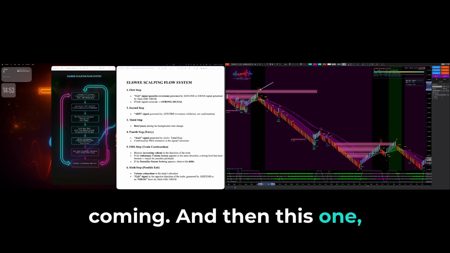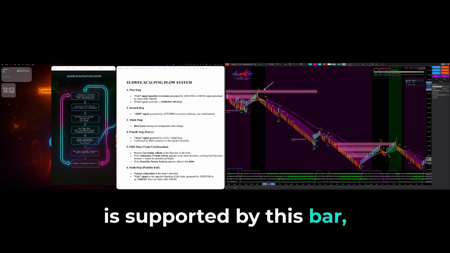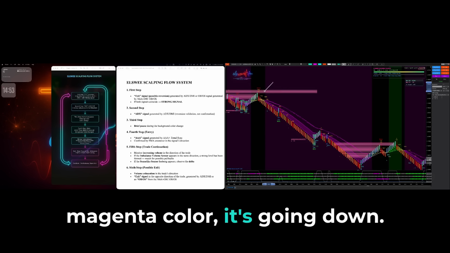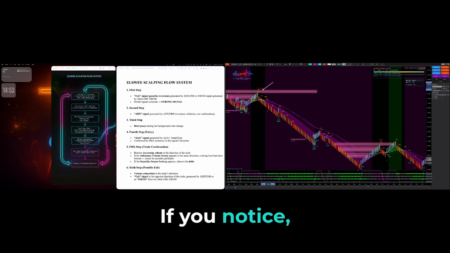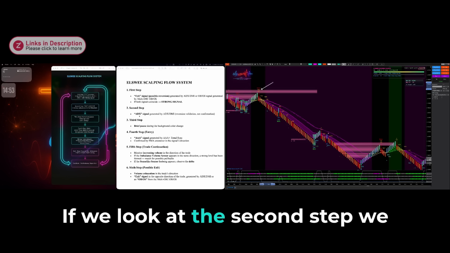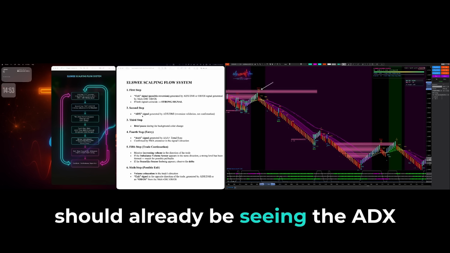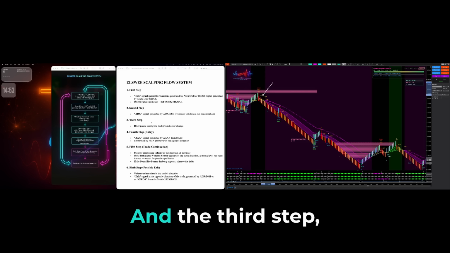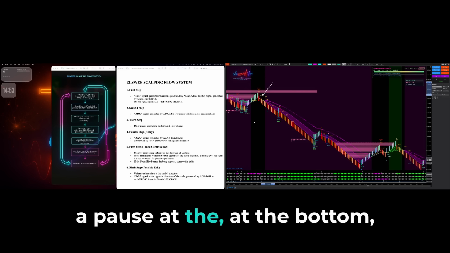And then this one in particular is supported by this bar, which is provided by the imbalance volume sensor. When it's this magenta color, it's going down. If you notice, here is the ADX exhaustion signal. There's the imbalance volume sensor. If we look at the second step, we should already be seeing the ADX signal. Where is the ADX signal? Look at it here. And the third step, a pause at the bottom where it doesn't have a defined color.